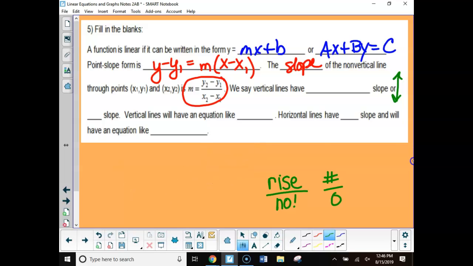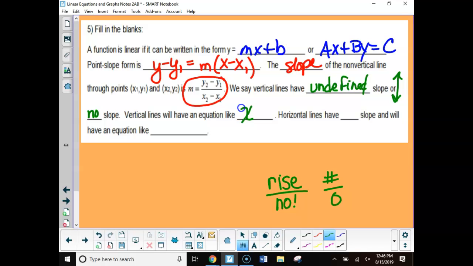So what is the slope? When we can't divide by 0, we say it is undefined. Back when I was in school, we were allowed to write no slope. But somebody decided no slope and 0 slope were just too close together and confusing, so it's now called undefined slope. Vertical lines will have an equation like, when it goes up and down, is it x equals a number or y equals a number?